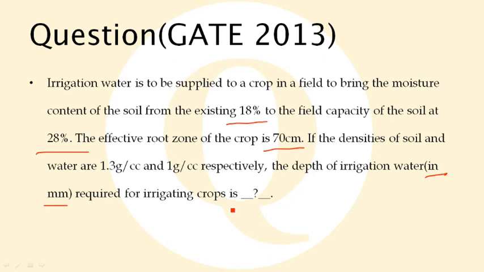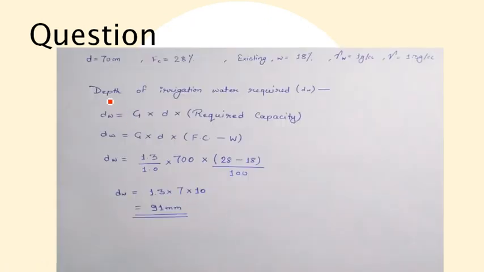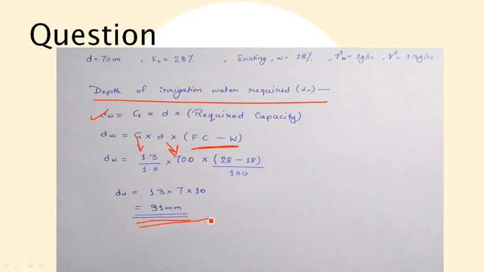Let's go to the solution. Here it is. Now the depth of irrigation water required, we have just derived this formula, dw equals G into d into required capacity. Here the required capacity is the difference between field capacity and the existing moisture content, w. So dw equals 1.3 upon 1, which is G, into d, into (28 minus 18) by 100, and here comes the answer, 91 millimeter. Okay, so moving on.